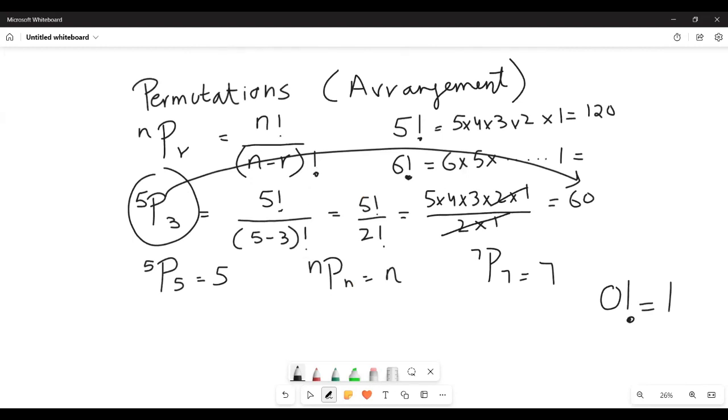Okay. Similarly, 5P1 is also 5. That means nP1 is also n.